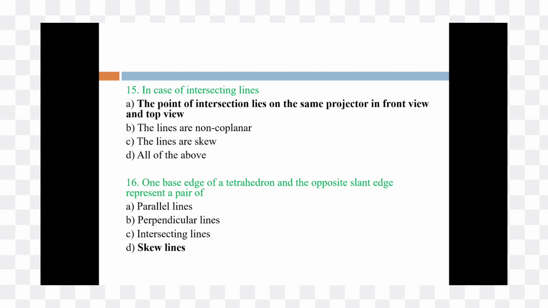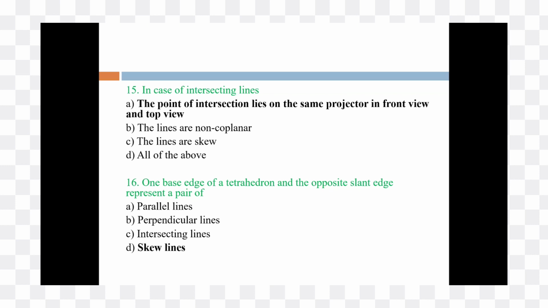Next, one base edge of a tetrahedron and the opposite slant edge represent a pair of: first, parallel lines; second, perpendicular lines; third, intersecting lines; and the fourth is skew lines. Now here we need to understand the tetrahedron first of all. Suppose we consider the tetrahedron, and it is rested on its triangular face.